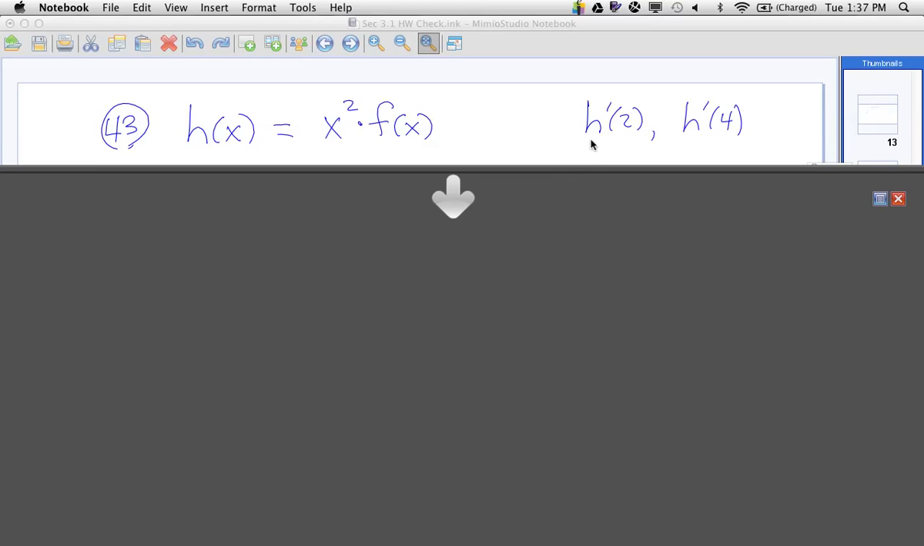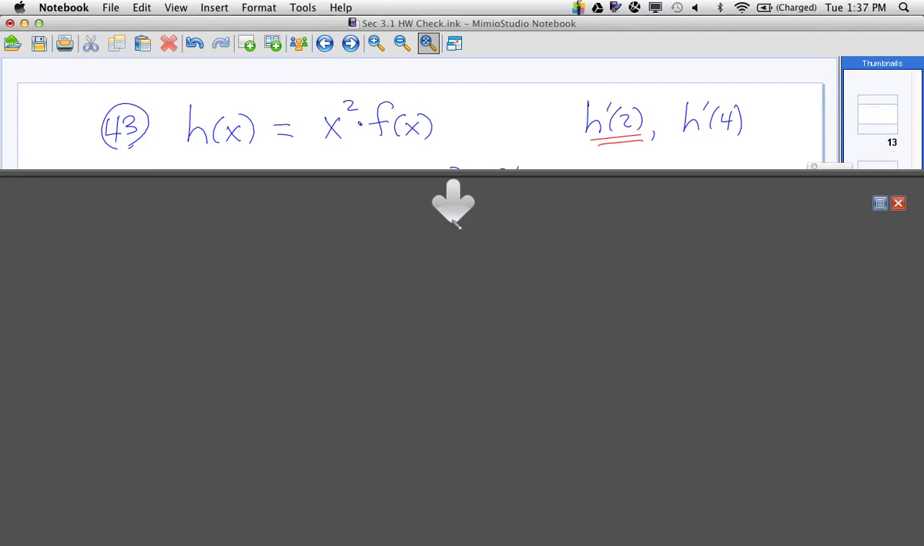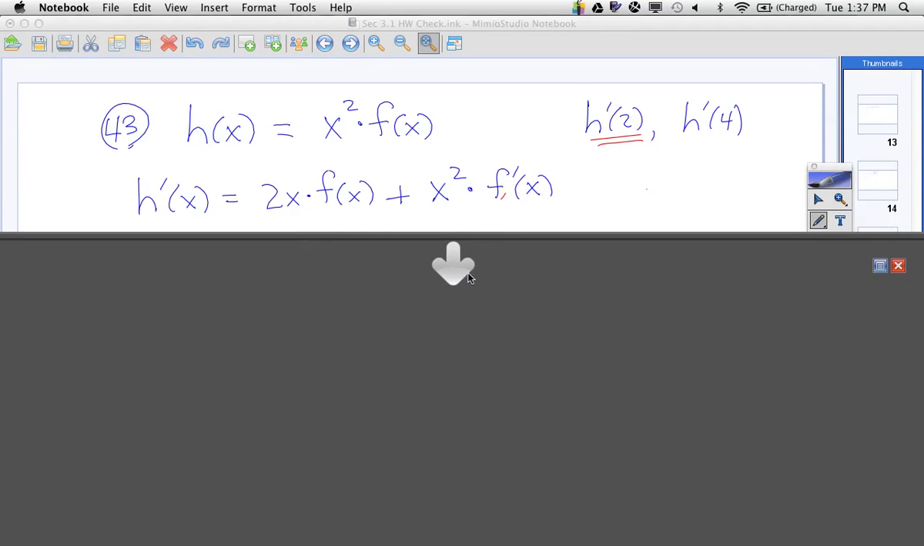Well, here's the thing. You've heard me say it before, and it's very important. Before you can find H prime of 2, you need H prime of x, right? So what we need to do is write down H prime of x. Well, there's H prime of x. We need the product rule here. So the derivative of x squared is 2x. Leave the f of x alone. And then switch it. Leave the x squared alone. Do the derivative of f of x, which is f prime. Well, that's H prime of x.